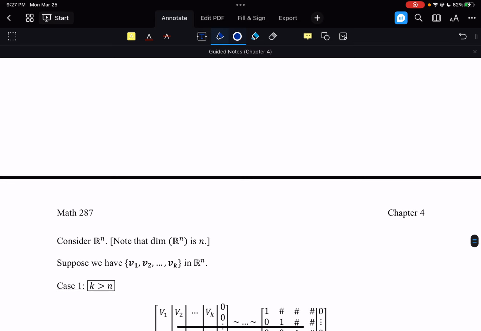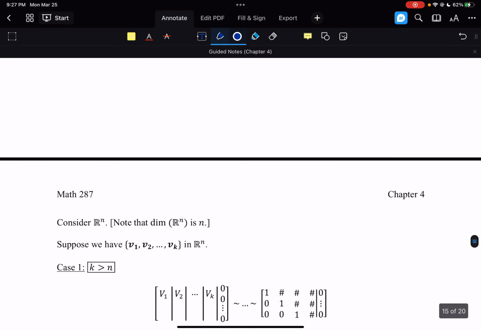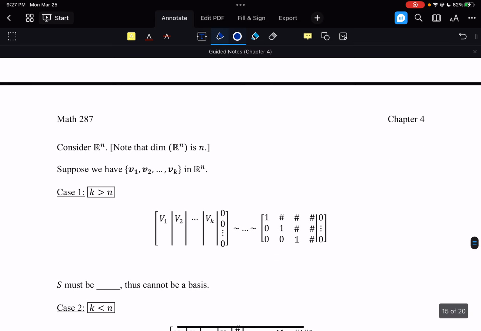Now, consider Rn. So note that the dimension of Rn is n. So kind of like what I was just saying, the dimension of R3 is 3. The dimension of Rn is n. So it's just based on the number of components that they have.